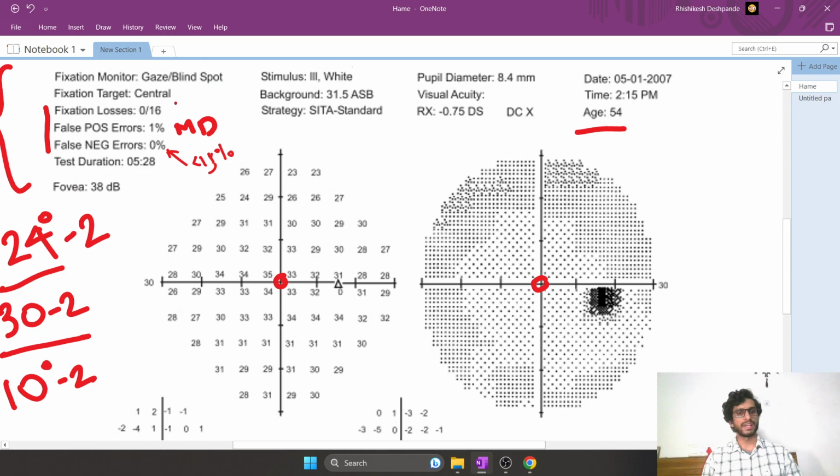Fixation losses should be less than 33%, and false positives should also be less than 15%. So a false positive test of more than 15% is not a reliable test. You have to worry about this test, and you need to conduct the test once again, either on the same day, or you call back the patient when you think they have calmed down enough or understood the test enough.